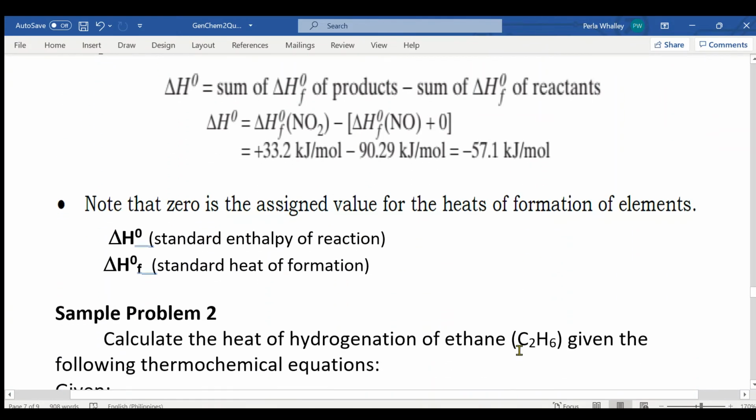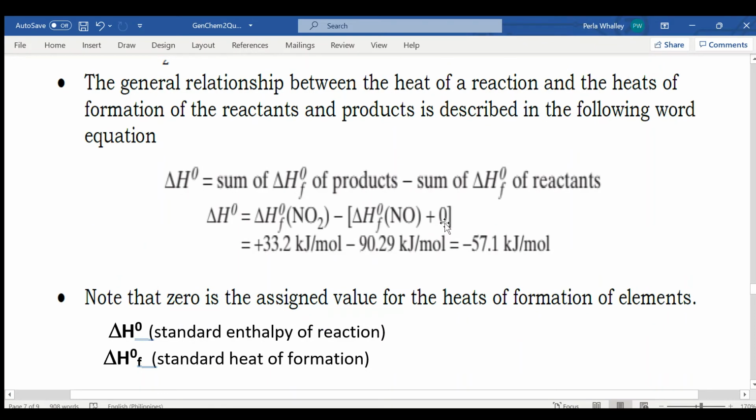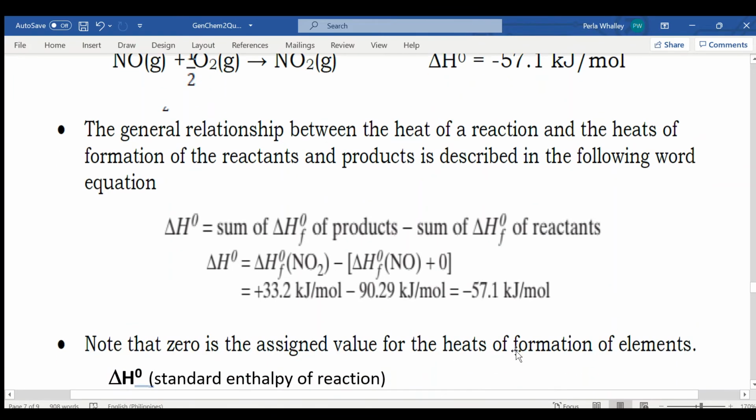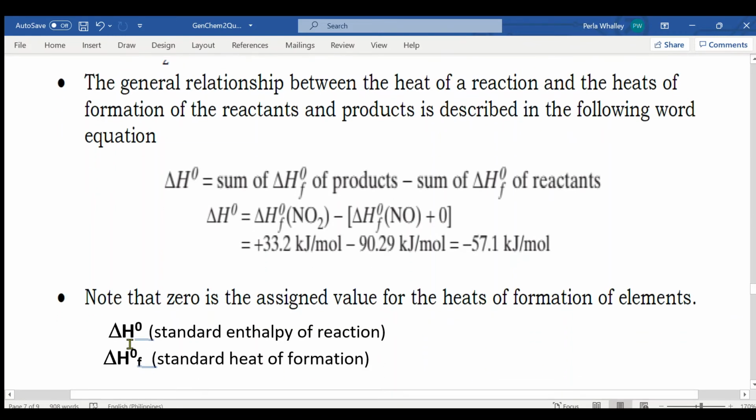Note that 0 is the assigned value for the heats of formation of elements. So here, this is 0 because in the reactant we have oxygen, which is an element. So again, 0 is the assigned value for the heats of formation of elements. And again, delta H0 is the standard enthalpy of reaction and delta H0F is the standard heat of formation.